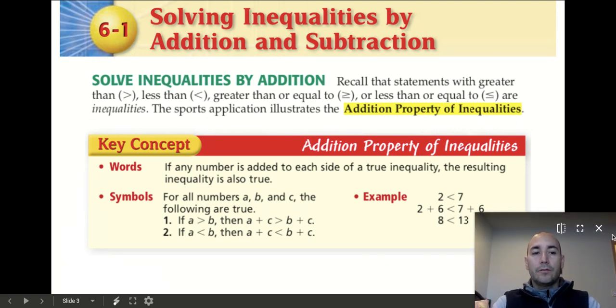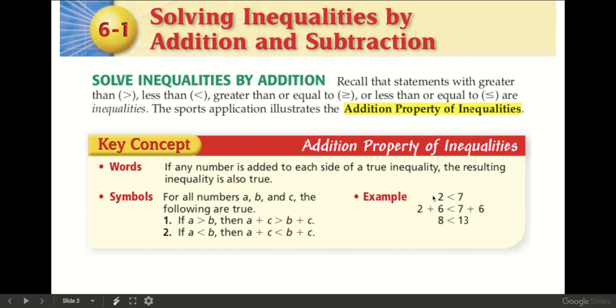So here's an illustration of that. If we say that 2 is less than 7, and we add 6 to both sides of the inequality, that means that we have 8 on this side and 13 on this side. The left side is still less than the right side because we added the same thing. The inequality symbol stays true. And so this is what we're going to use to solve our inequalities.